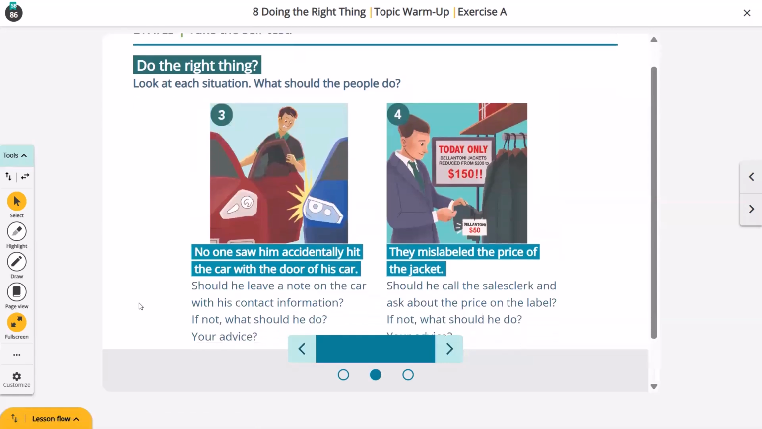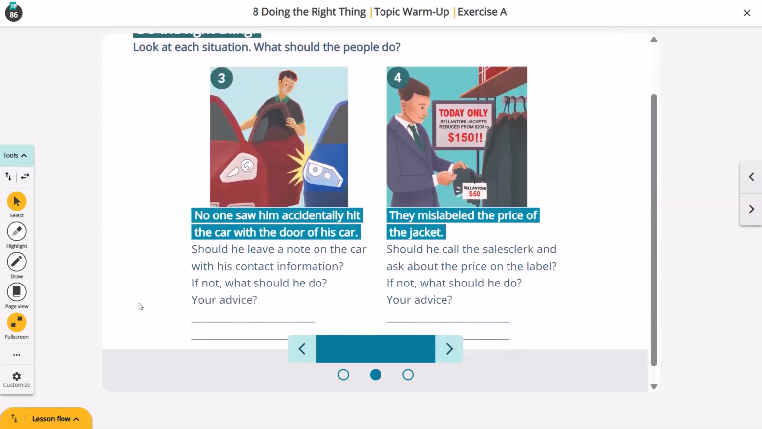Continue talking about doing the right thing. Situation number 3. It says, no one saw him accidentally hit the car with the door of his car. No one saw in this case. Should he leave a note on the car with his contact information? If not, what should he do? What is your advice in this case?